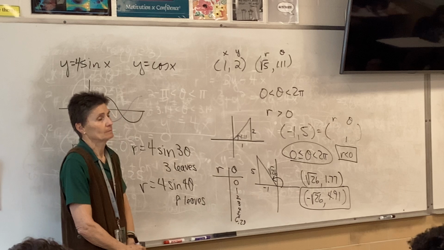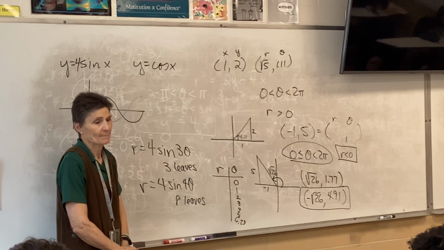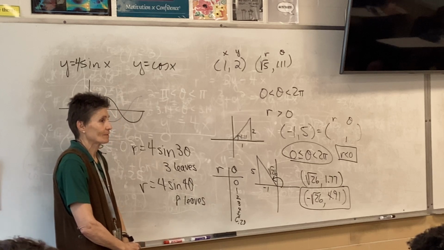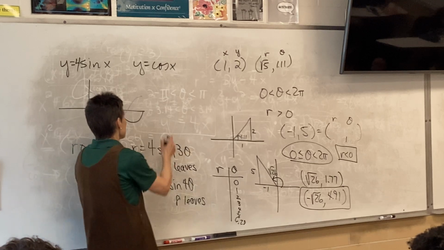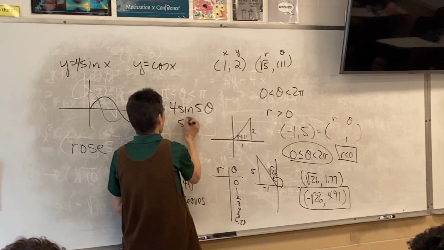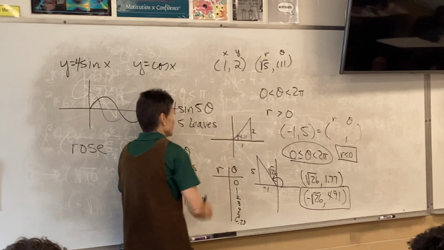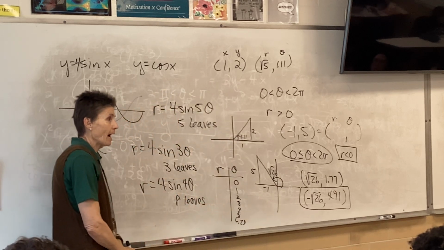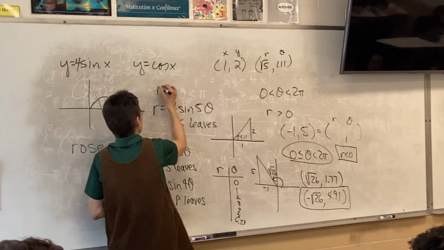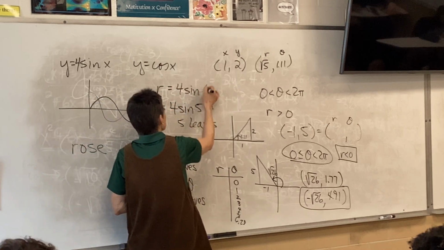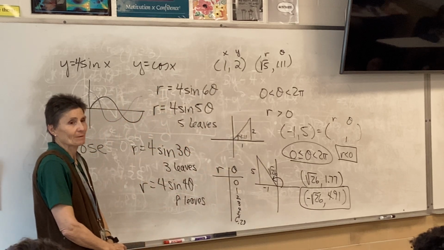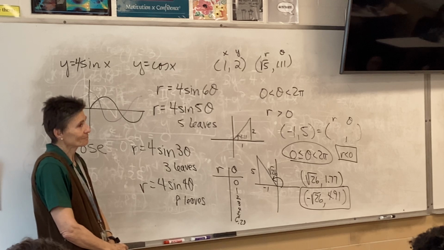Wow, wait. I got like 10. No, it's not 25. 5. So when we did 4 sine 5 theta, you got 5 leaves. Sydney says, is 6 going to be 12? Let's try it. R equals 4 sine 6 theta. Wow, it was just like a sun.